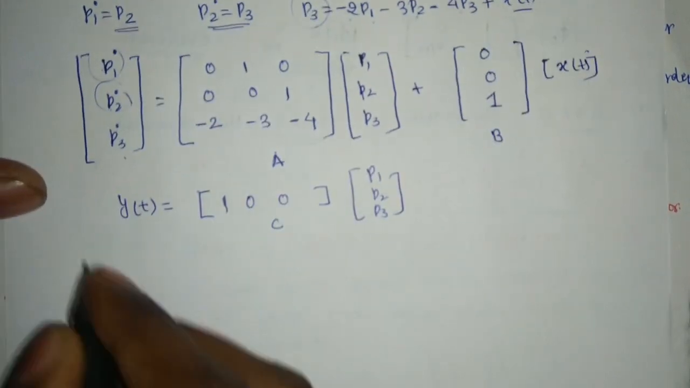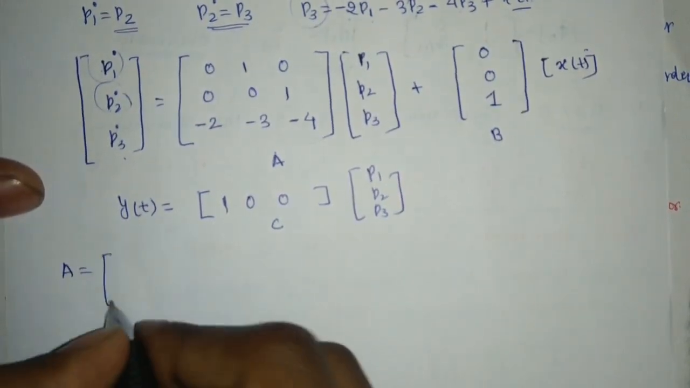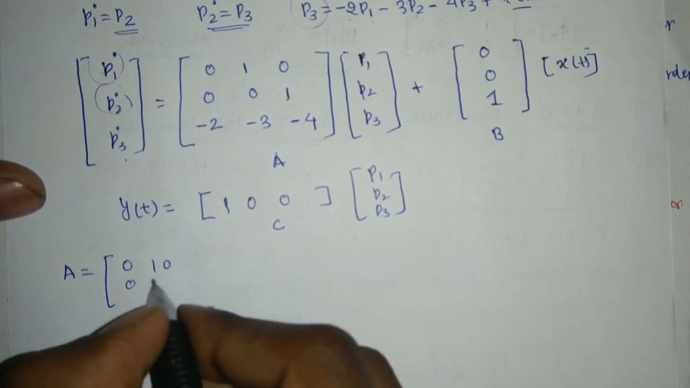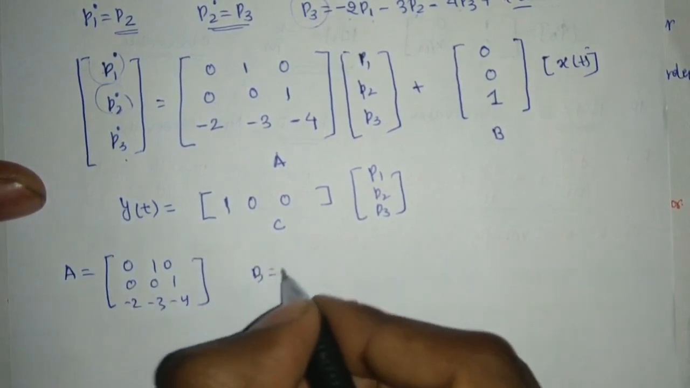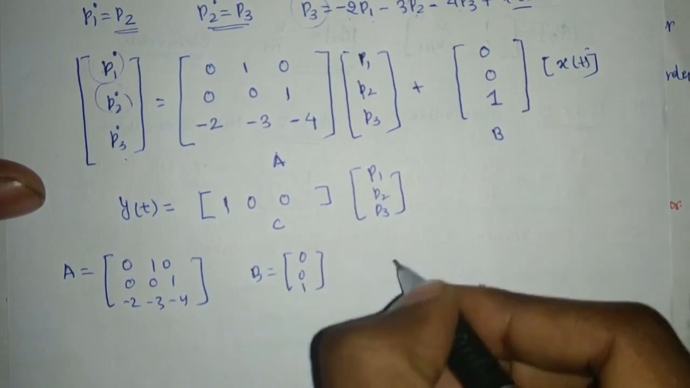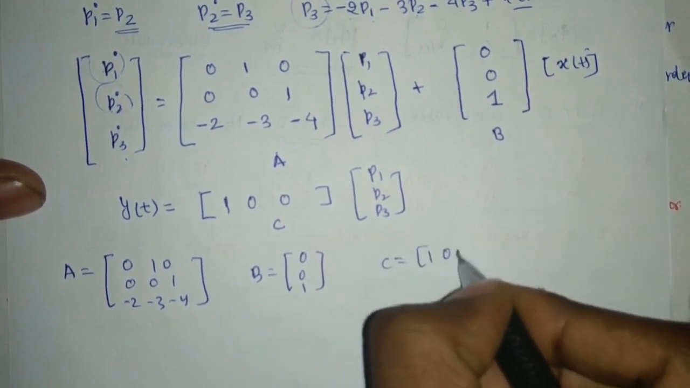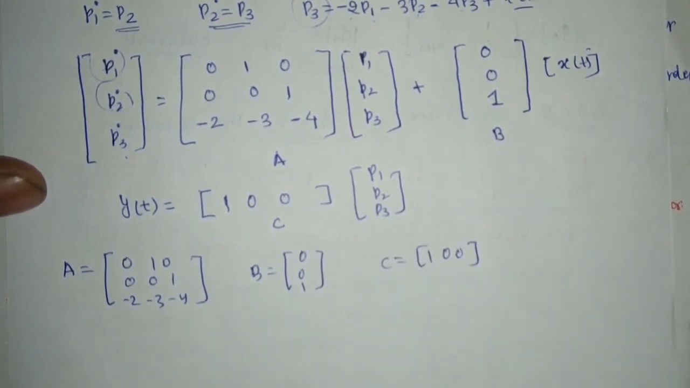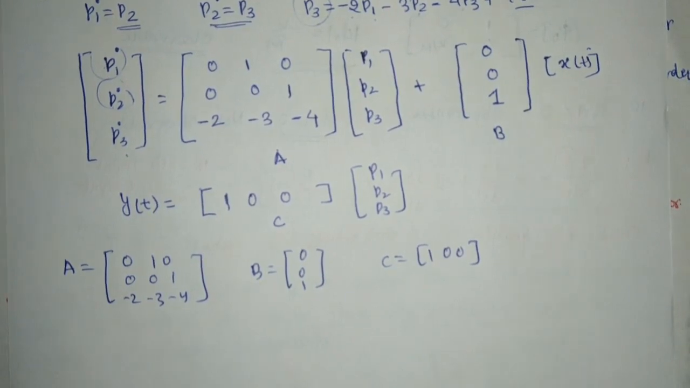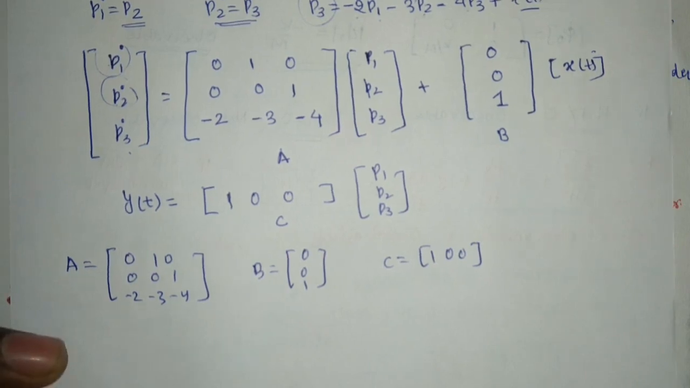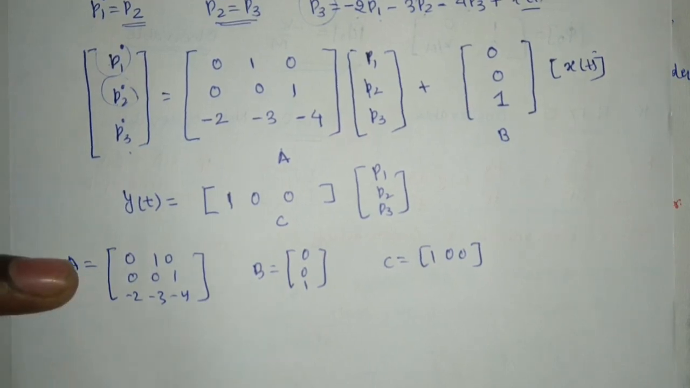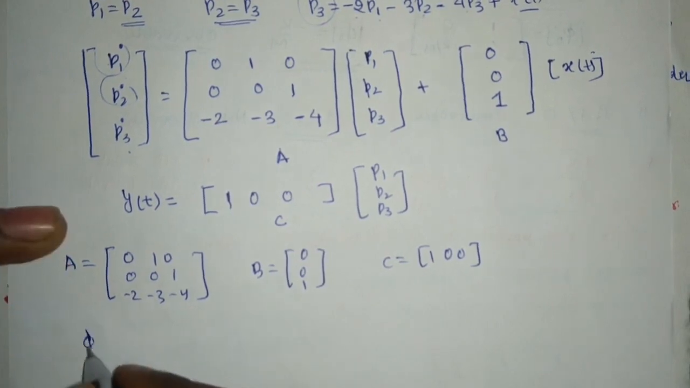Now finally, for the given set of equations, I have calculated A as 0, 1, 0, 0, 0, 1, minus 2, minus 3, minus 4. B is equal to 0, 0, 1, and C is equal to 1, 0, 0. Now I need to check whether it is a controllable system or not, and whether it is an observable system or not. For that I need to write the controllability matrix and the observability matrix.